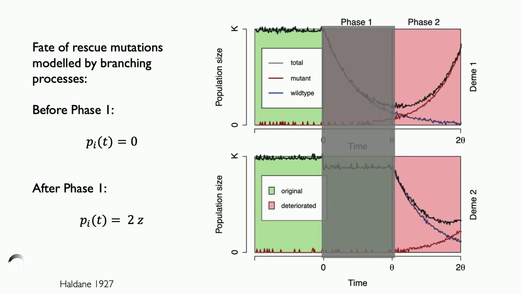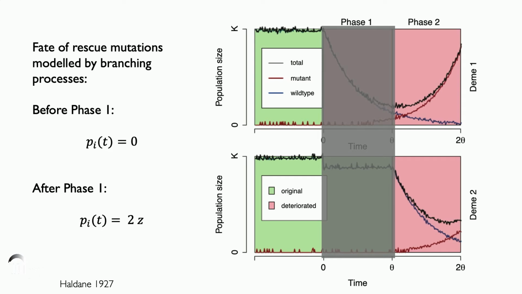And the other ingredient we need is the rescue probability. Again, we have two simple cases here. Before phase 1, everything is a deteriorated environment. We can just use Haldane's classic formula from 1927. If you model this with a branching process, the probability of establishment is 0, because originally rescue mutations are selected against, so in a very large population there's no chance for establishment.